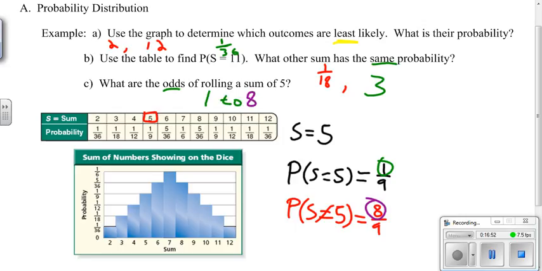And that is how we would deal with probability and odds distribution. Make sure you're asking questions on probability and odds if you're not understanding any of this.